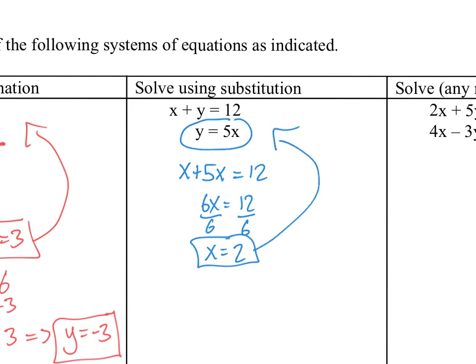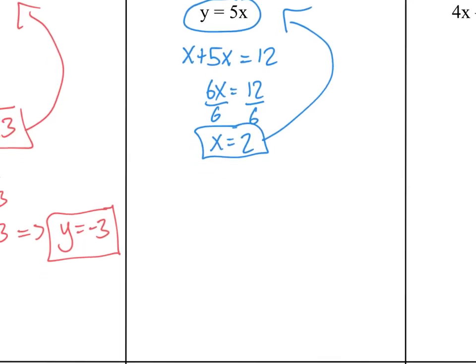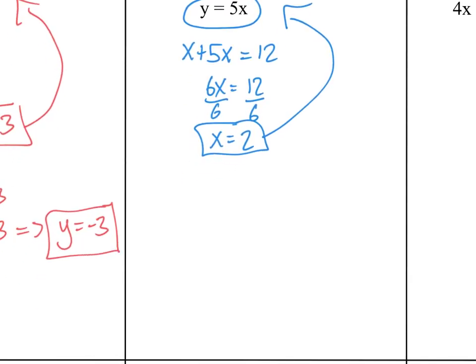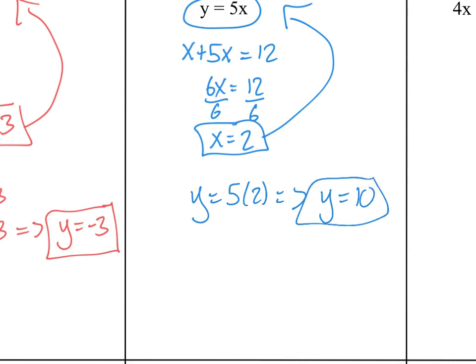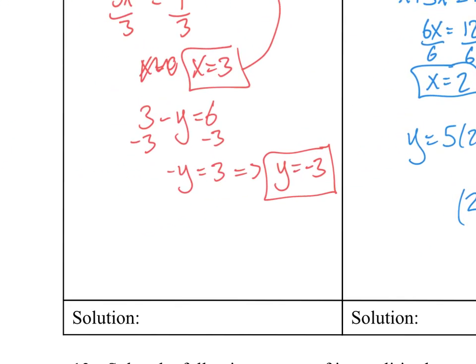Right, plug that into one of your original equations. I'm going to plug it into the one I have circled. So y equals 5 times 2. So y equals 10. And what I did not write on the last one, which I will go back and do right now, is I want your answer in an ordered pair. Right, so back here, my ordered pair should be 3, negative 3.